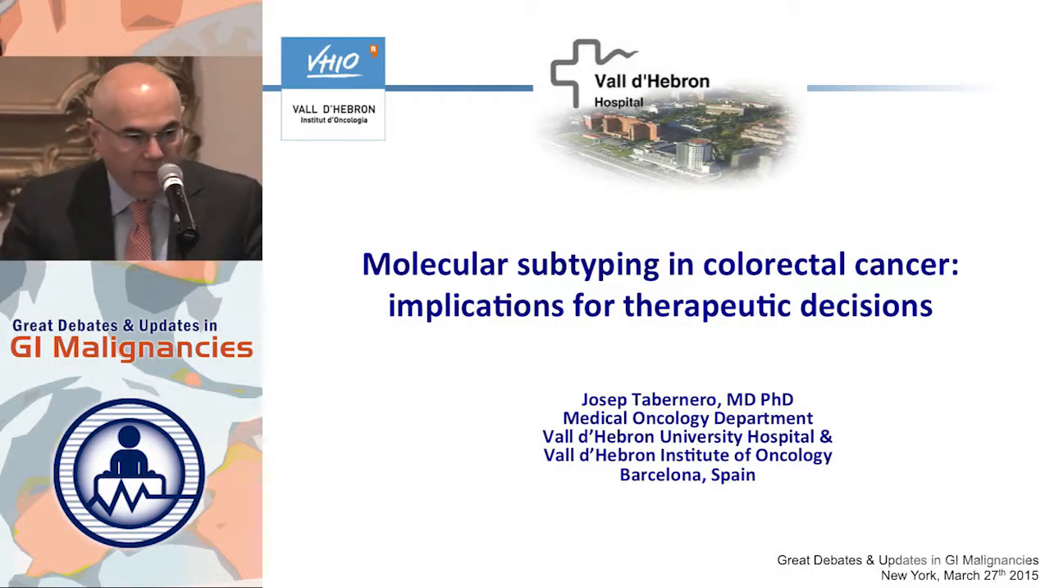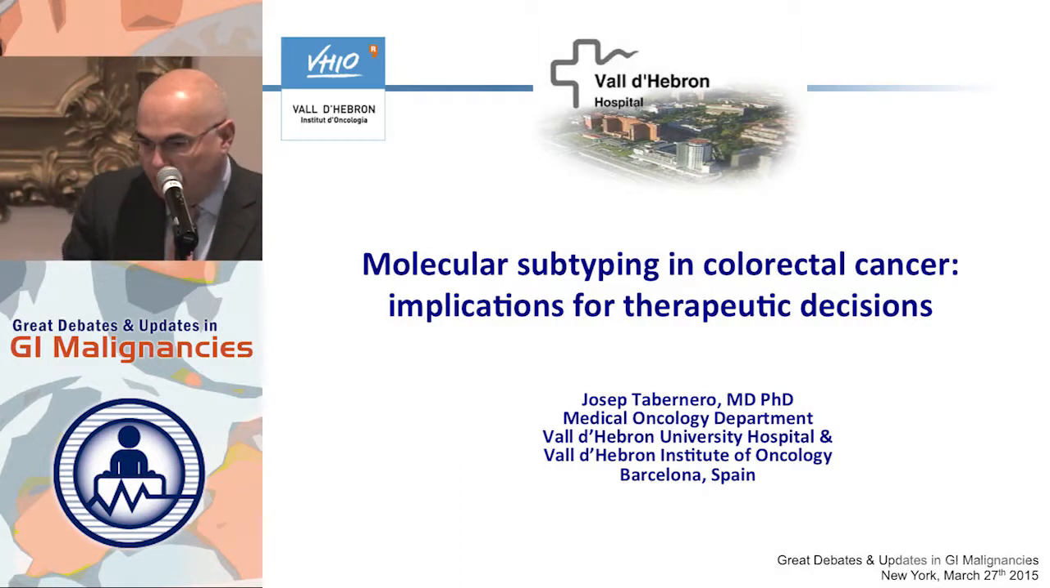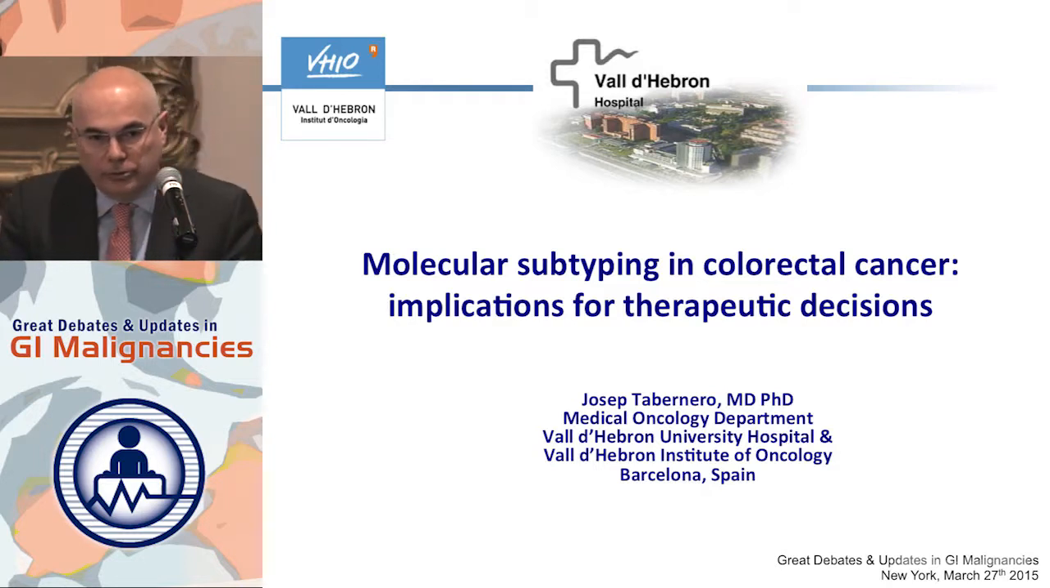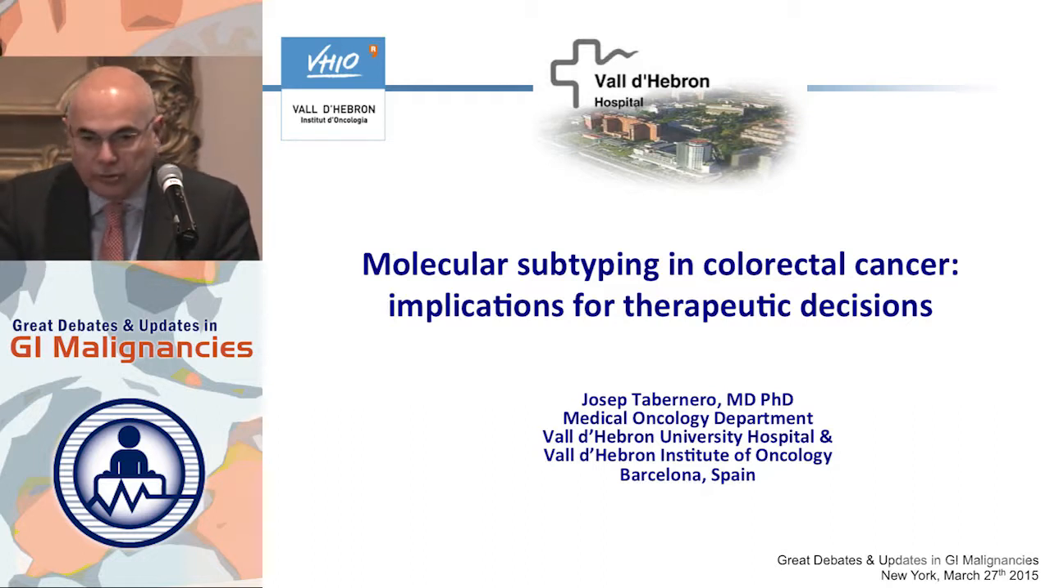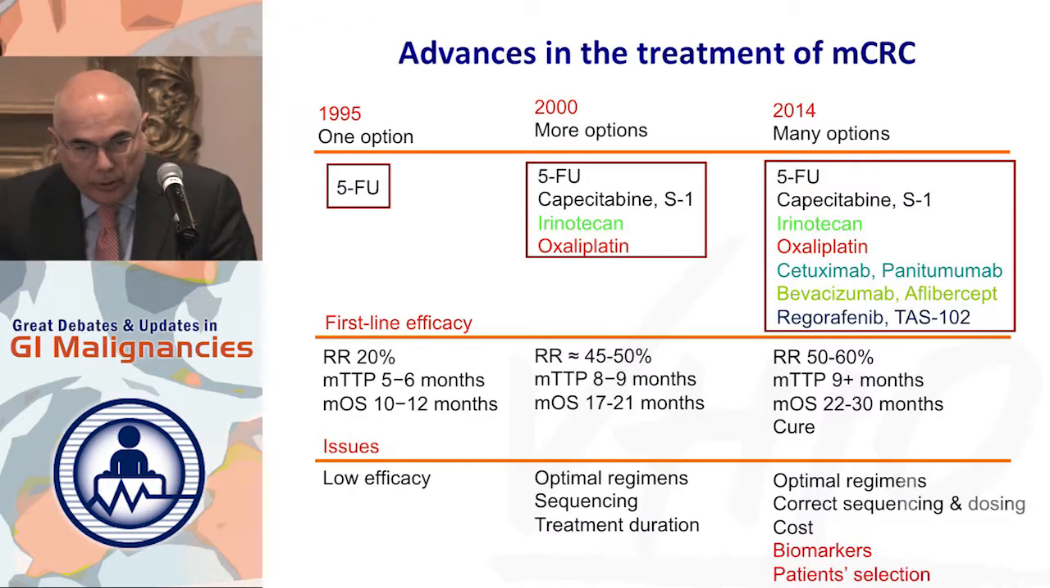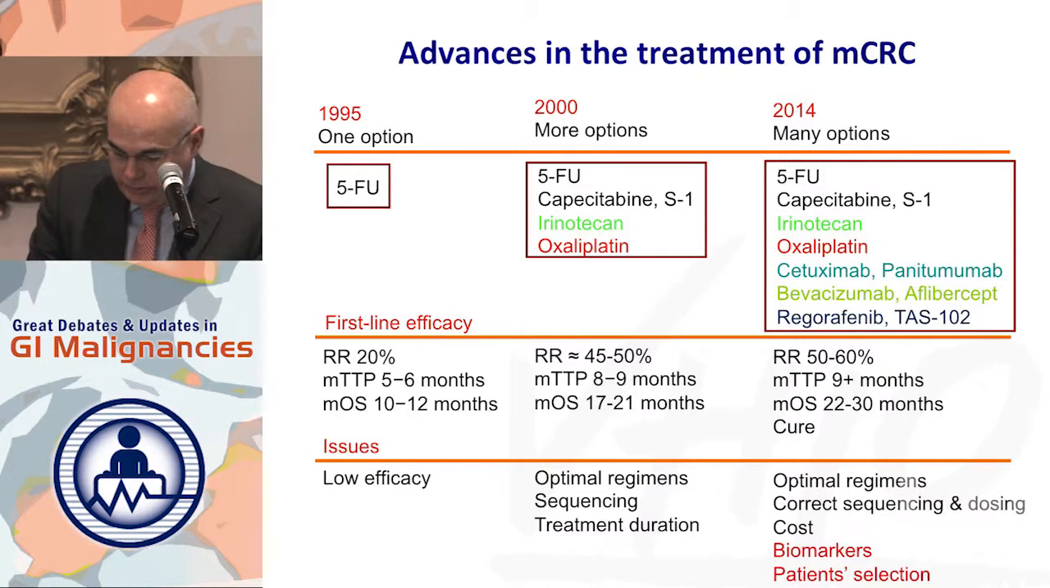So basically what I have been asked today is to give a flavor in 20 minutes of what is going on in taking therapeutic decisions in patients with colorectal cancer based on the molecular subtyping that we may have in the near future. So you all know this slide.